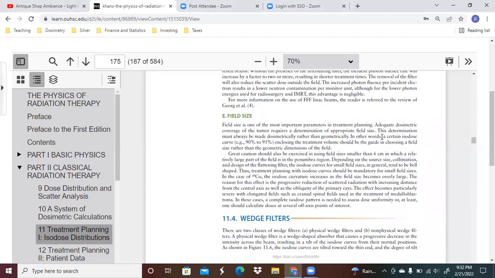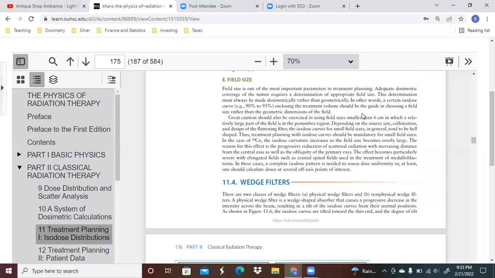And then field size is one of the most important parameters in treatment planning. Dose coverage of the tumor requires a determination of appropriate field size. You've got to have a big enough field size to be able to treat the target. It is something that you end up using dosimetrically. Basically, you can look at something geometrically by putting a beam's eye view on, and you can see if you're covering it. But when you start shooting the beams in the planning system, you want to check to make sure that the isodose lines that you're producing are actually covering the target. And so that's why it says this.